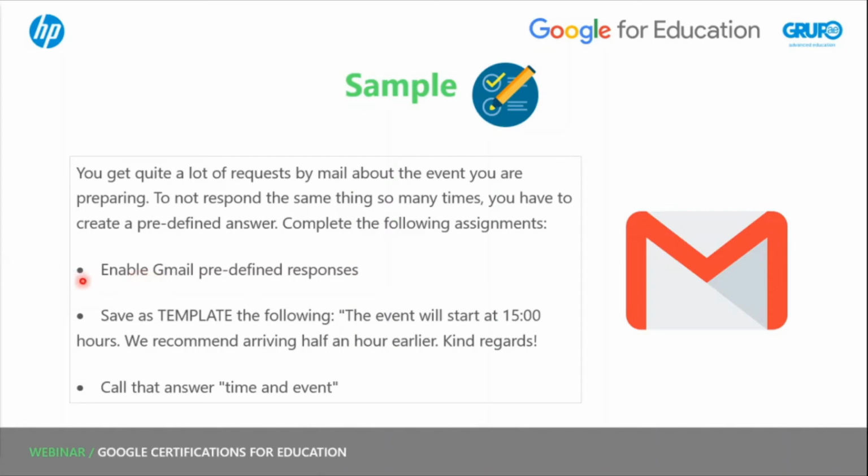Enable Gmail predefined responses, that is, templates. Save as template the following: The event will start at 1500 hours. We recommend arriving half an hour earlier. Kind regards. In this case, and here goes another tip, copy and paste the texts that are given to you to avoid typing mistakes and save time. Call that answer time and event, and here you must copy and paste again. As you can see, these are cases that require you to know the tools in order to complete them.